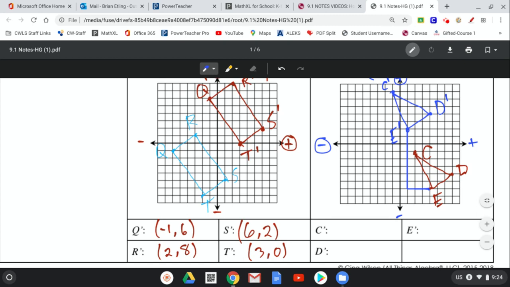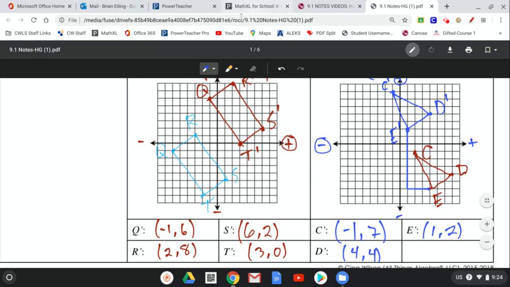All right, so let's find the coordinates for C prime, D prime, and E prime. So looking at the graph, C prime is at -1, 7. D prime is at 4, 4. E prime is at 1, 2. And we're done. So that's all you have to do.